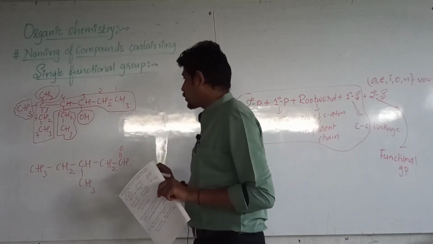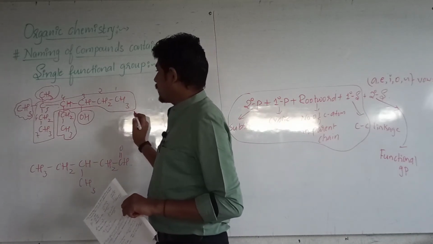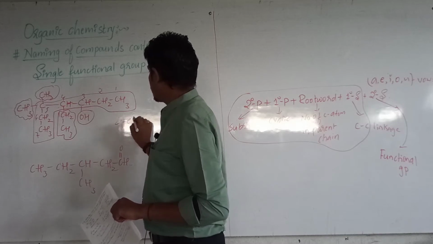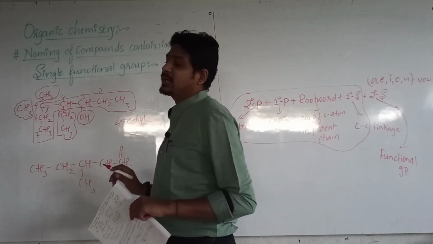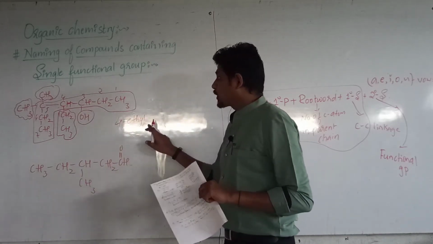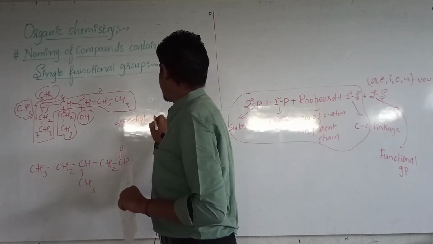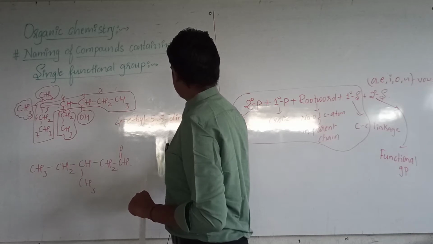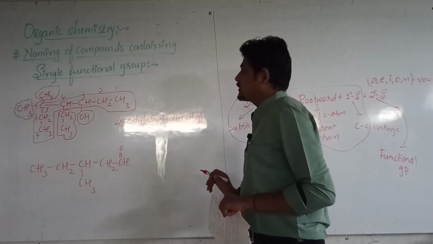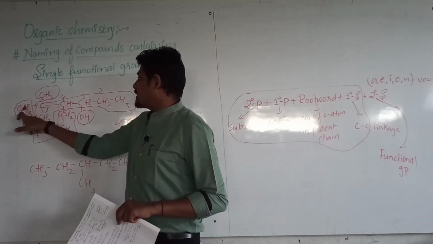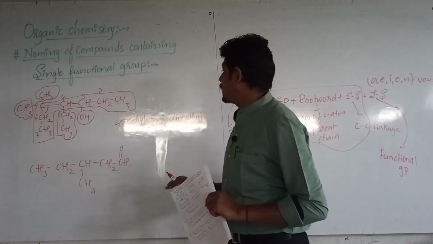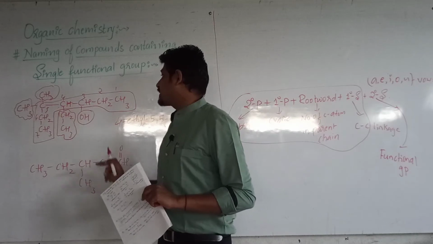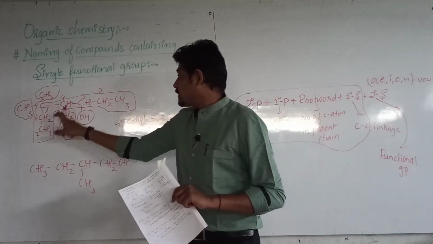So first name the substituents. How do we name the substituents? 4-ethyl. Why ethyl first? Because alphabetically E will come first. So 4-ethyl, 5,5-dimethyl, because at the 5th carbon atom here is one methyl, here is one more methyl. So 5,5-dimethyl. Then the 3rd carbon atom is containing the functional group. So total 7 in the parent chain.